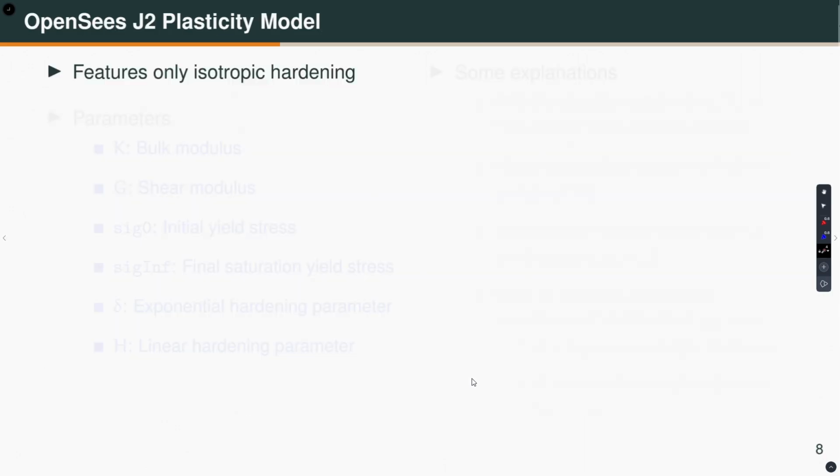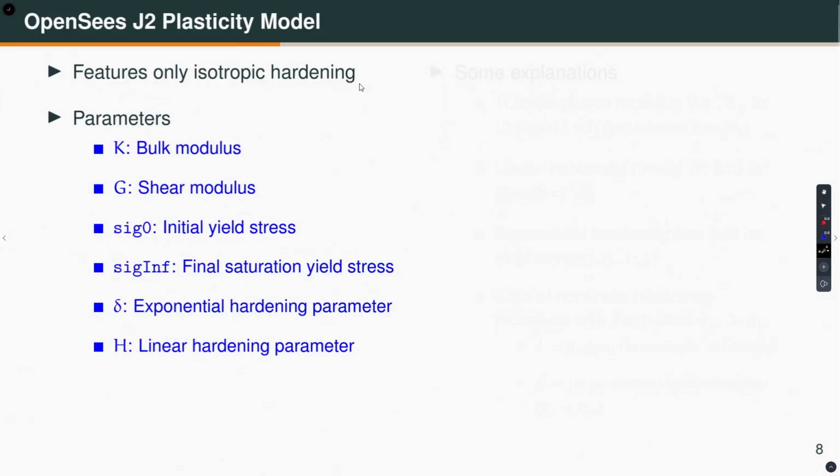Now, in OpenSees, the J2 plasticity model that we have used earlier features only isotropic hardening, it does not have kinematic hardening, and the parameters, as we have seen earlier, are the bulk modulus, the shear modulus, and then sigma 0 and sigma infinity. So, sigma 0 is the initial yield stress which we have been using so far, we are using 300, and sigma infinity, the final saturation yield stress, I always kept it equal to sigma 0, because we are discussing EPP material behavior. Now, what I will do is set it higher than sigma 0.